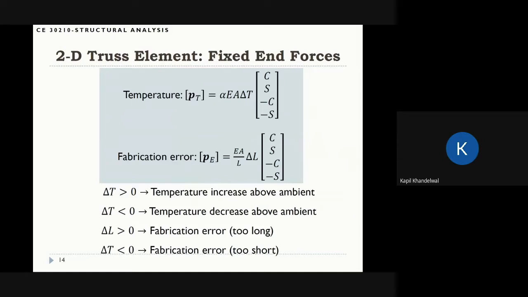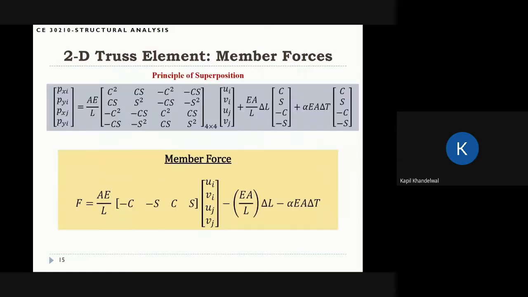And finally, if you look at the equilibrium of one truss element, we can again use the principle of superposition and find the total forces in a truss: it is the stiffness matrix times the displacement. The first term is the contribution of displacement, the second term is the contribution of fabrication error, and the third term is the contribution of temperature effects. So this is the total force in the truss member. But we said that instead of representing these 4 numbers for a truss member, it's better to calculate the force in the member using just one number, and we calculated this number.